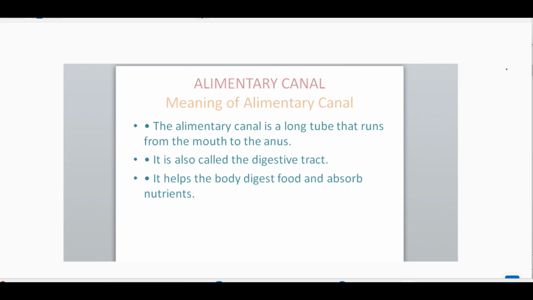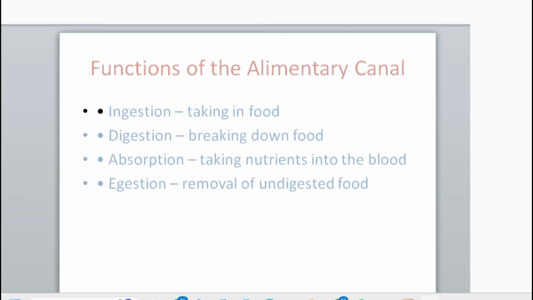Actually, the basic function of the alimentary canal is to digest food substances that enter into it. It also absorbs the nutrients in the food, leaving the undigested. Let's talk about the functions of the alimentary canal. The first function is ingestion. Ingestion is the taking in of food substances.